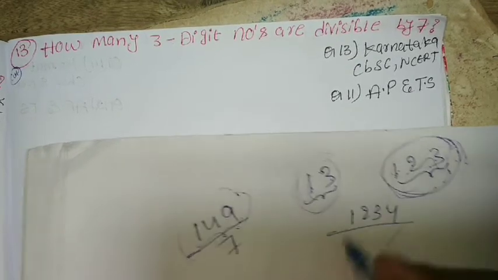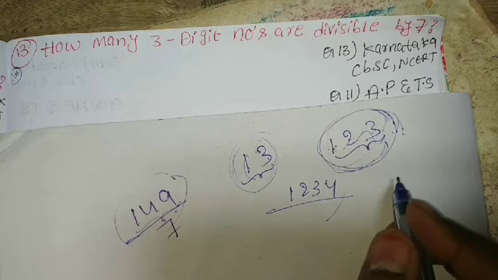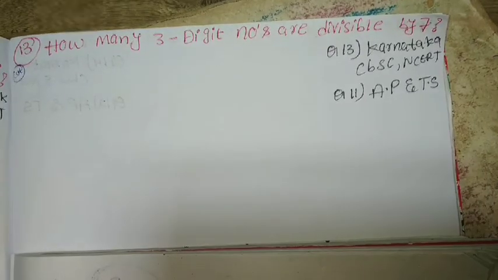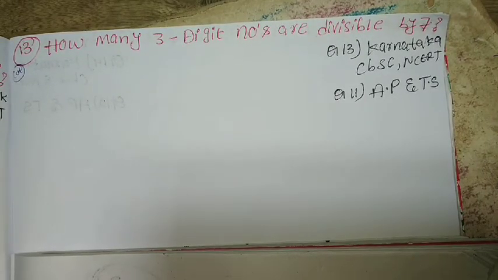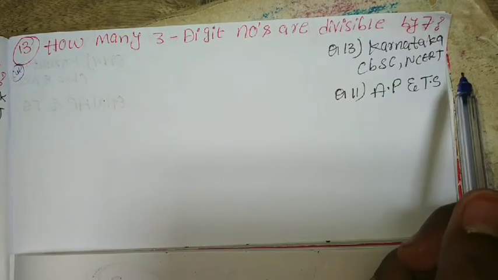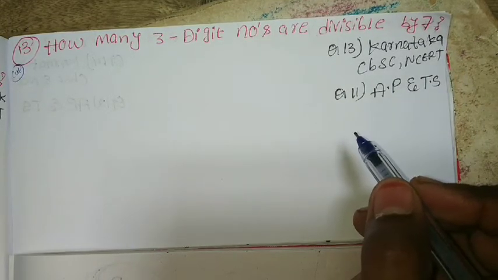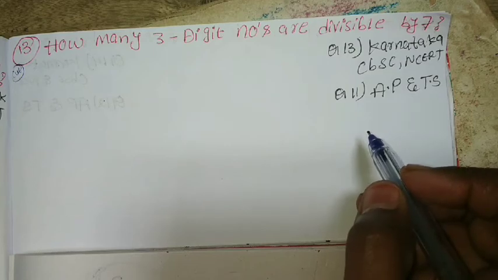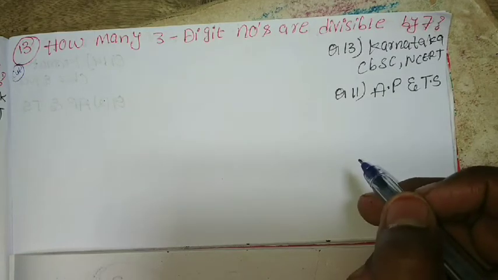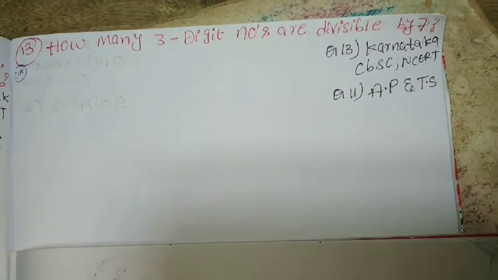So this is a 4-digit number. This is a 4-digit number. So everyone knows, okay? But what is given in the question? That 3-digit number must be divisible by 7. So how many numbers do we have? That is our question.